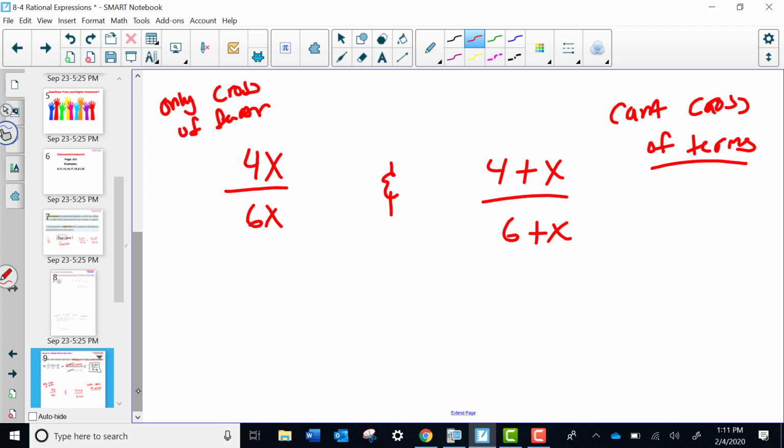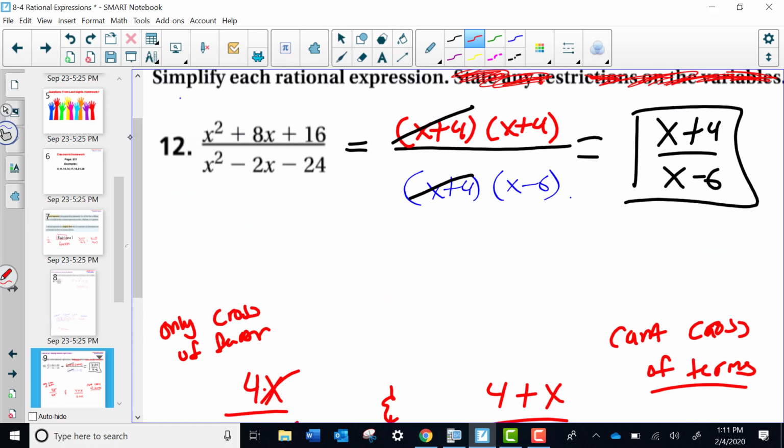So in this case, this is one term, but this is a factor. x is a factor, x is a factor. So you could cancel those out. You could cross out factors, but over here, x is a term, x is a term. You cannot cross out terms. Is that clear? So our final answer is x plus 4 over x minus 6.